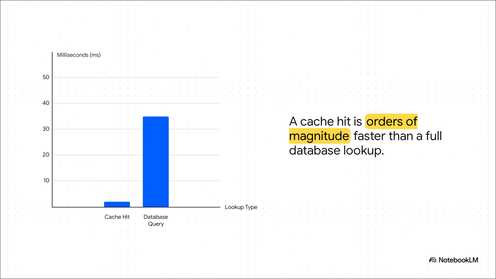A normal database lookup could take, say, 20 to 50 milliseconds, which doesn't sound like much, right? But a hit from the cache? We're talking 1 to 5 milliseconds. It's a night and day difference. And when you multiply that tiny little time saving by millions of clicks, it's everything. It's the reason the whole system feels instant.